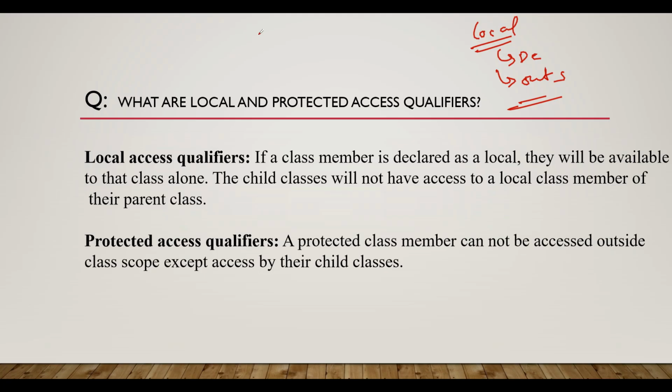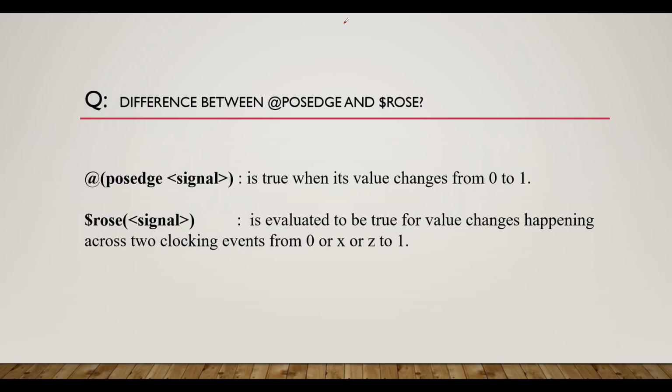Now what is the protected access qualifier? By using protected, you can access it from its derived class. You are not able to use it from outside, but yes, you are able to access it from its derived class which was extended from its parent. So these are the basic differences between your local and protected access qualifiers. You can go through this definition: if a class member is declared as local, it will be available to that class alone. The child classes will not have access to a local class member of their parent class, whereas the protected access qualifier will allow access in the derived class. Okay, now let's see the another one.